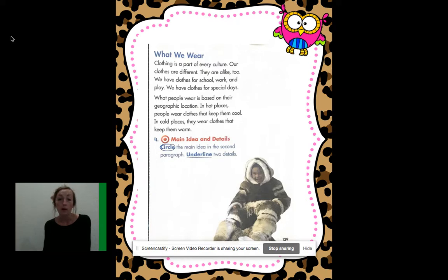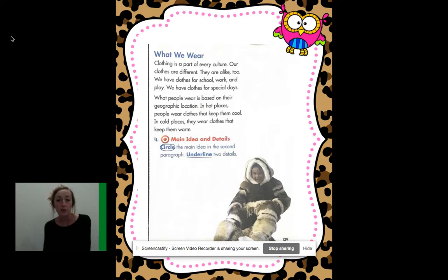What people wear is based on their geographic location. In hot places, people wear clothes that keep them cool. In cold places, people wear clothes that keep them warm. So just depending on what the weather feels like in some different places, that's how they dress differently.